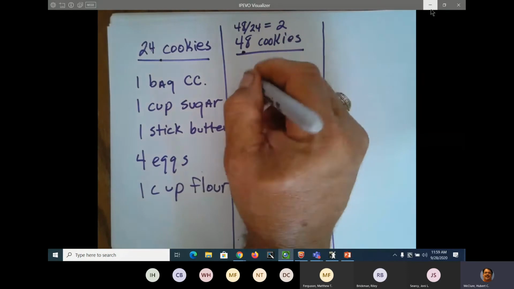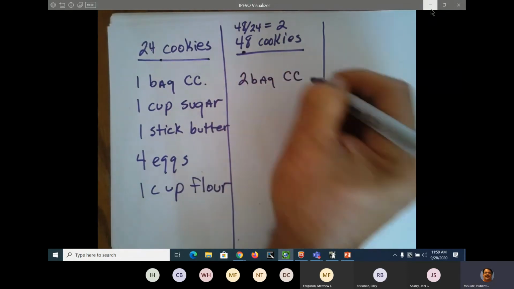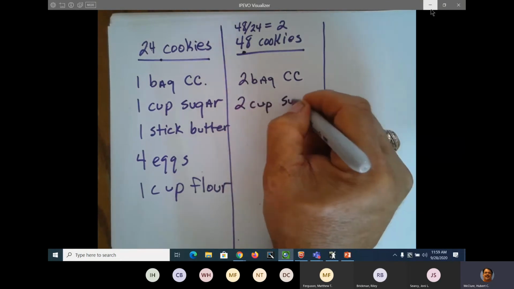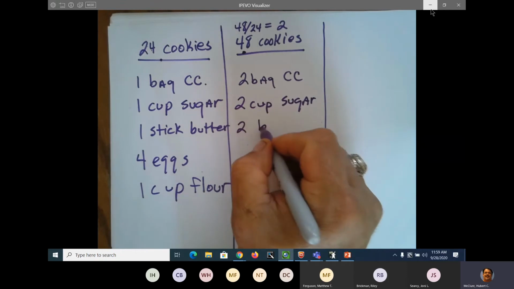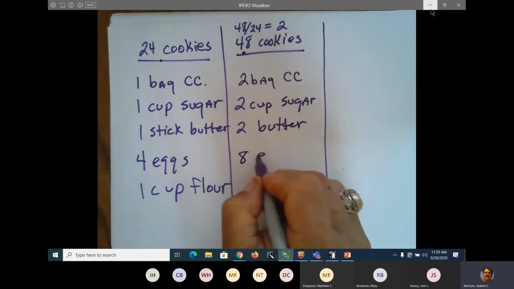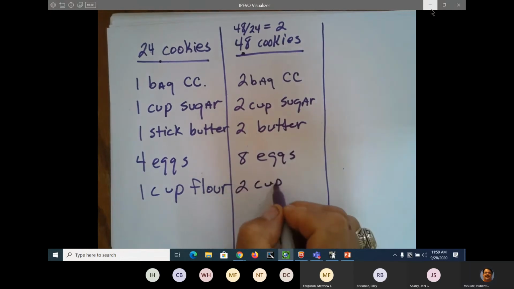So that'll give me 2 bags of chocolate chips, 2 cups of sugar, 2 sticks of butter, 8 eggs, and 2 cups of flour.